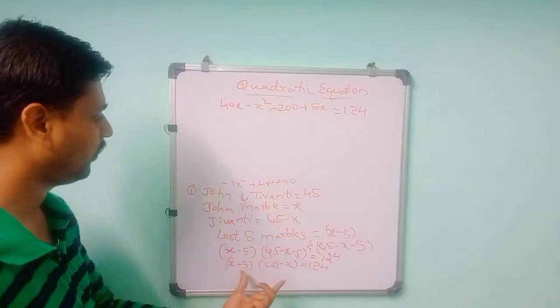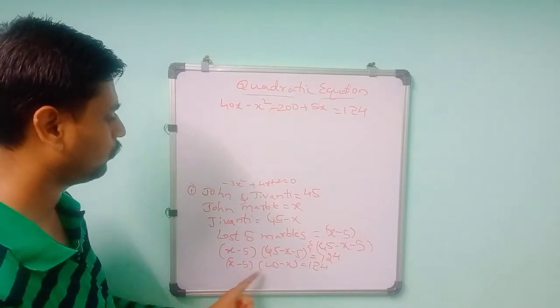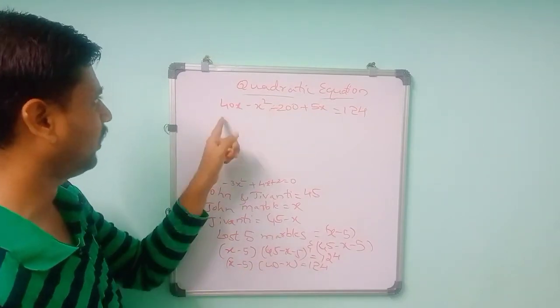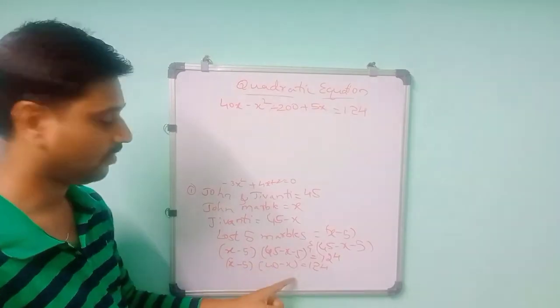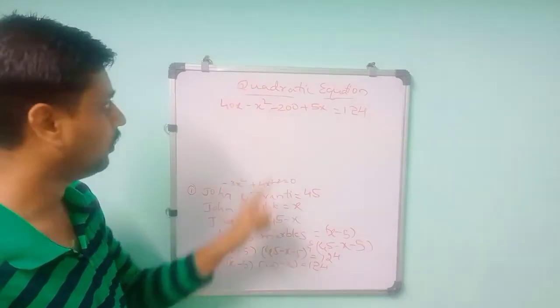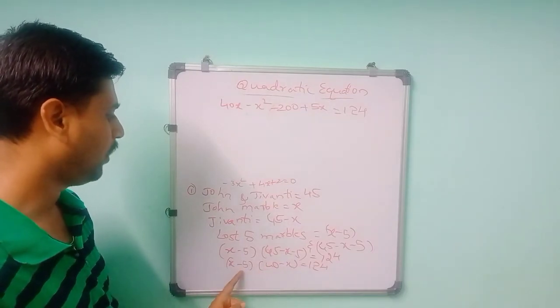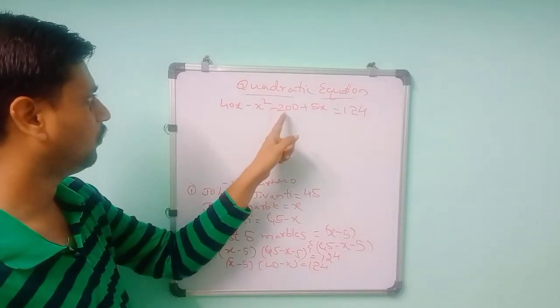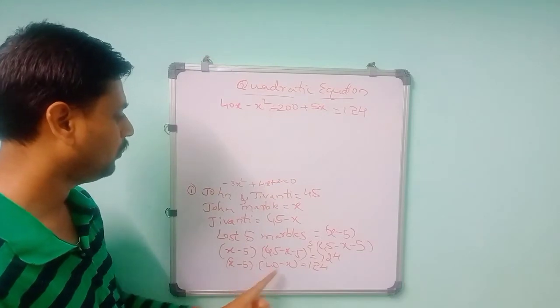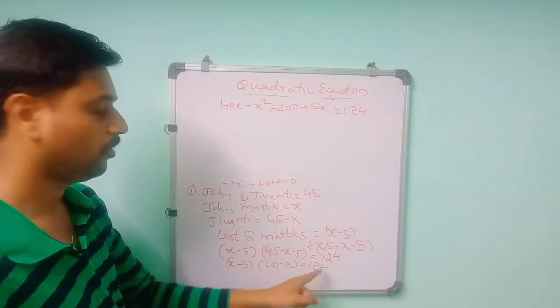So I have simplified this equation. First you have to multiply x with 40 minus x. x into 40 is 40x. Then x into minus x is minus x square. Then you have to multiply the other number with both terms. So minus 5 into 40 is minus 200. Then minus 5 into minus x is plus 5x. This whole expression is equal to 124.